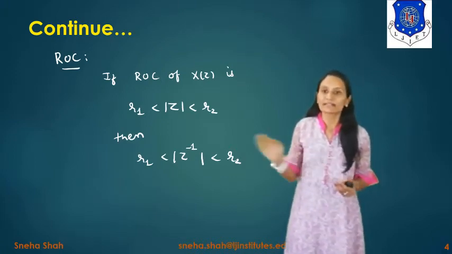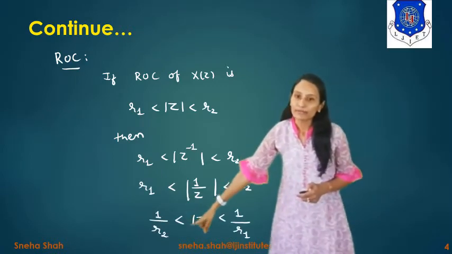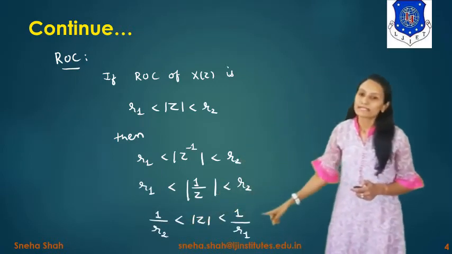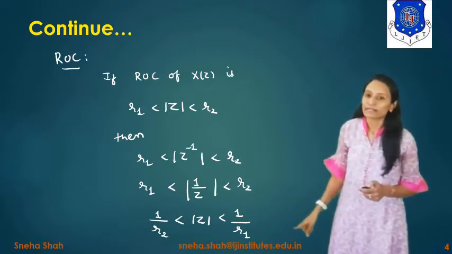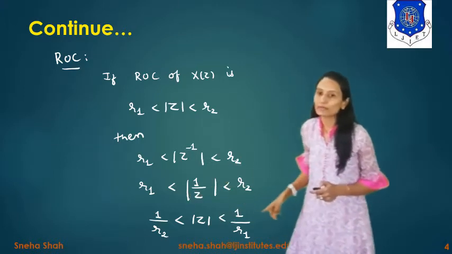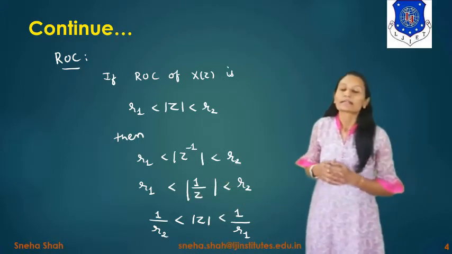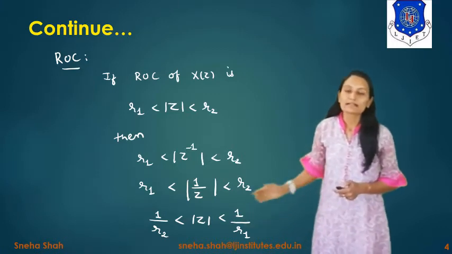Now if I am converting this and simplifying this term, then the final answer of it equals 1 upon R2 is less than mod z is less than 1 upon R1. It means the value of mod z is in between 1 upon R2 to 1 upon R1. So this way we can find out the ROC of the time reverse signal.